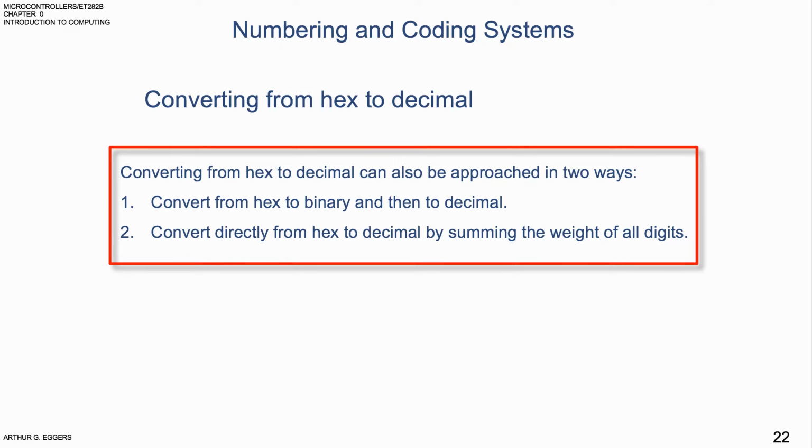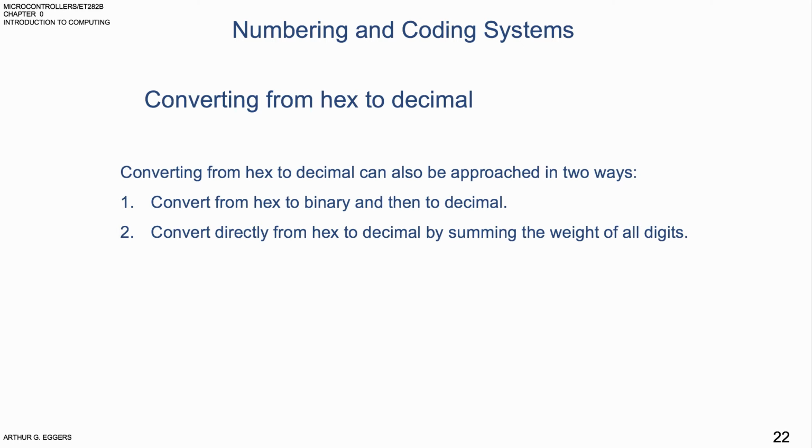We looked at the rules that outline converting hex to decimal, and we said that we can either convert from hex to binary and then to decimal, or we can convert directly from hex to decimal by summing all of the weighted digits. So let's take a look at some examples.